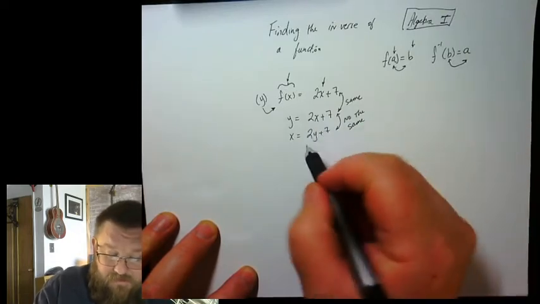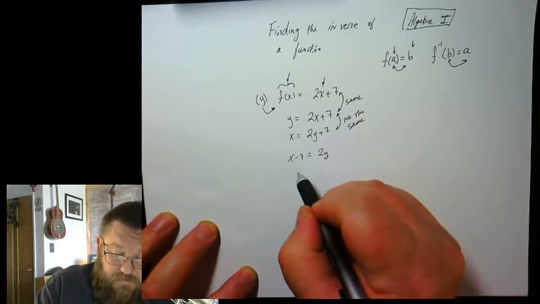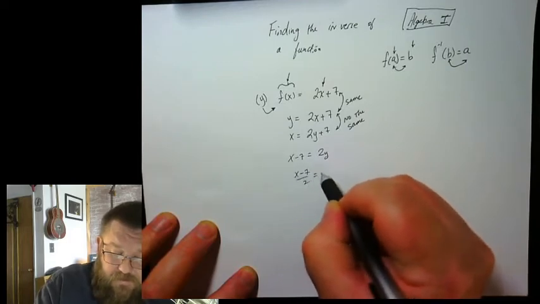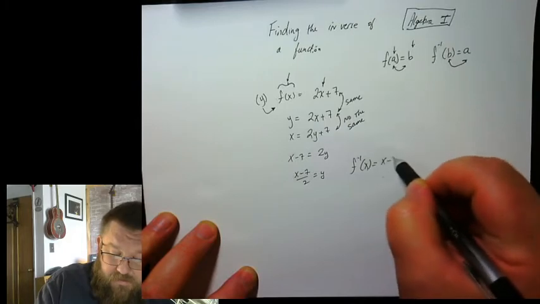So now all we got to do is solve for y. So x minus 7 equals 2y. Divide both sides by 2. That's our inverse function. So y equals x minus 7 divided by 2.